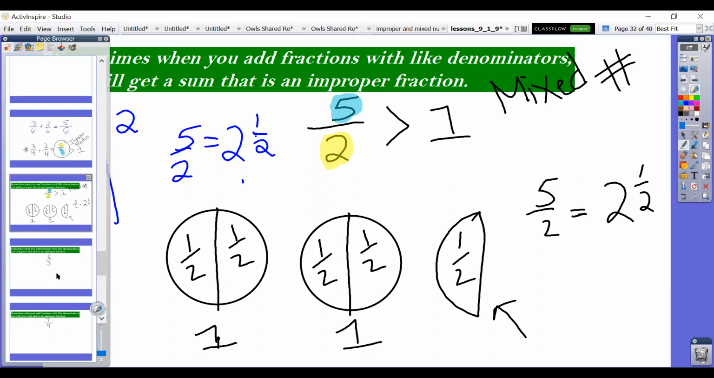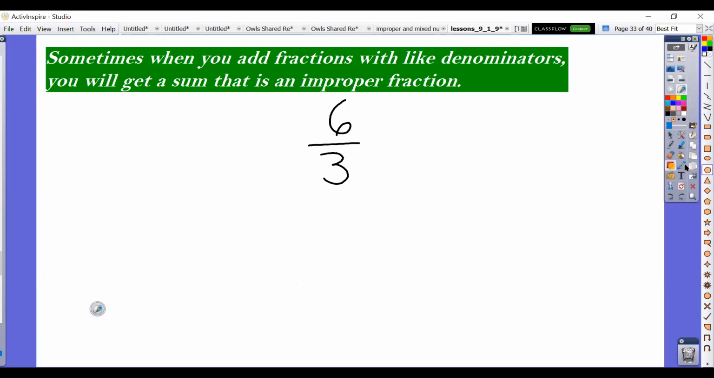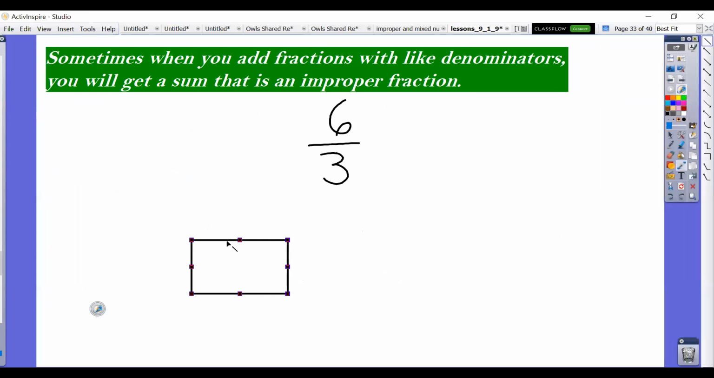Okay, let's see if we can try a new one. So say I had 6/3. Okay, I'm going to draw my model. Oh, you know what? I'm going to use squares because thirds are not easy to show using circles. I mean, I could, but I don't prefer to. Okay, so I'm going to take my whole and I'm going to divide it into thirds. 1, 2. Okay, so here's my whole. I've divided it into thirds. I can label each of these 1/3.